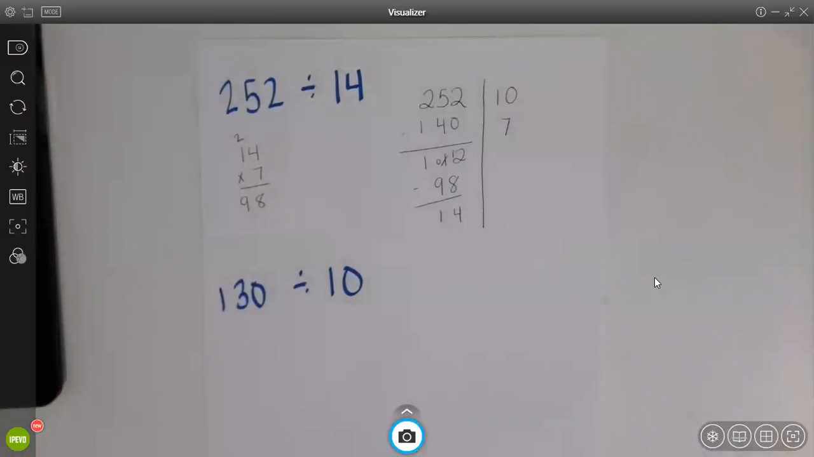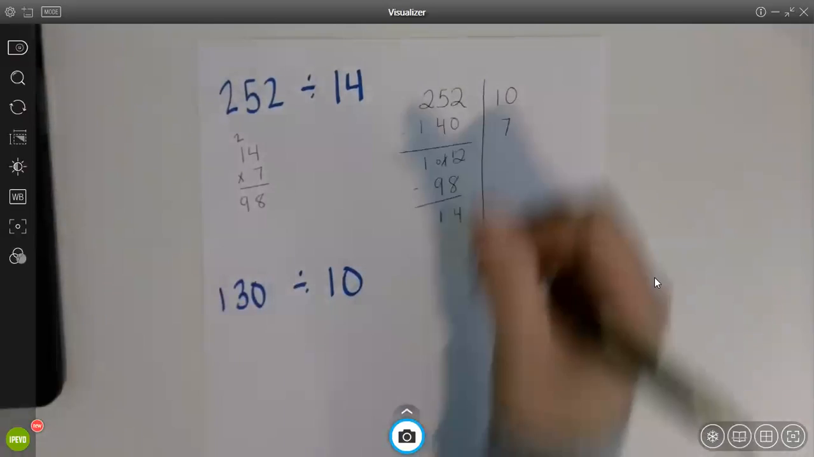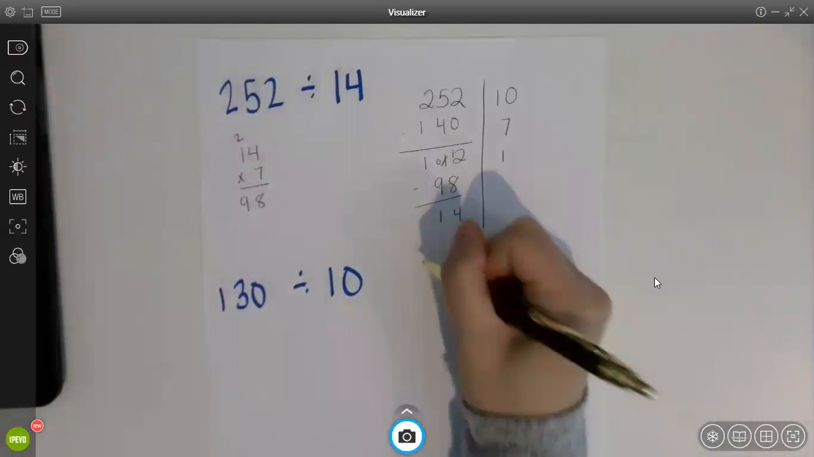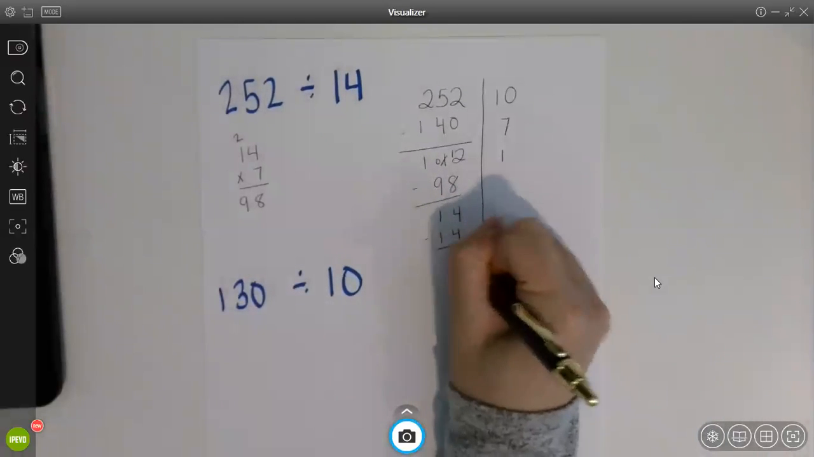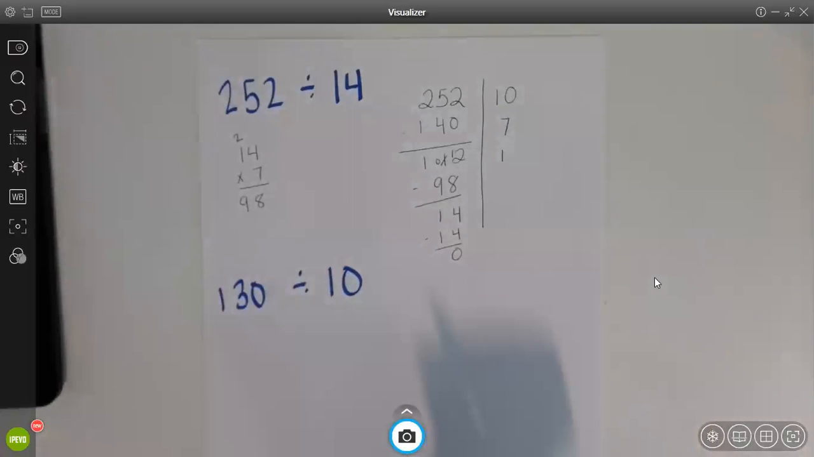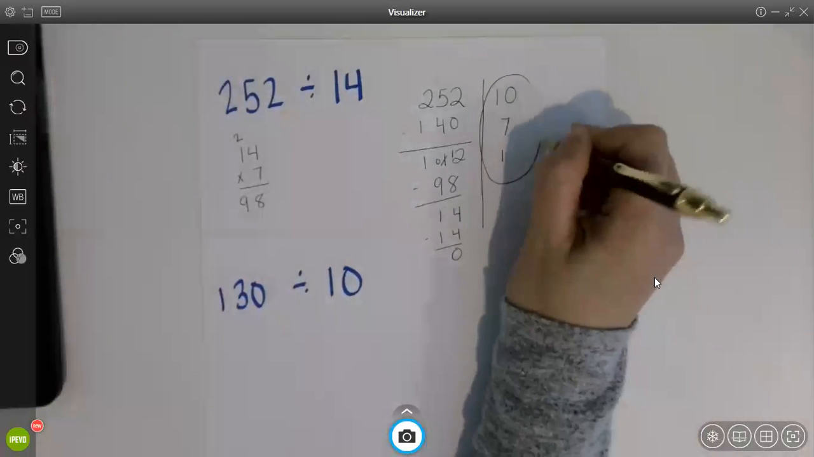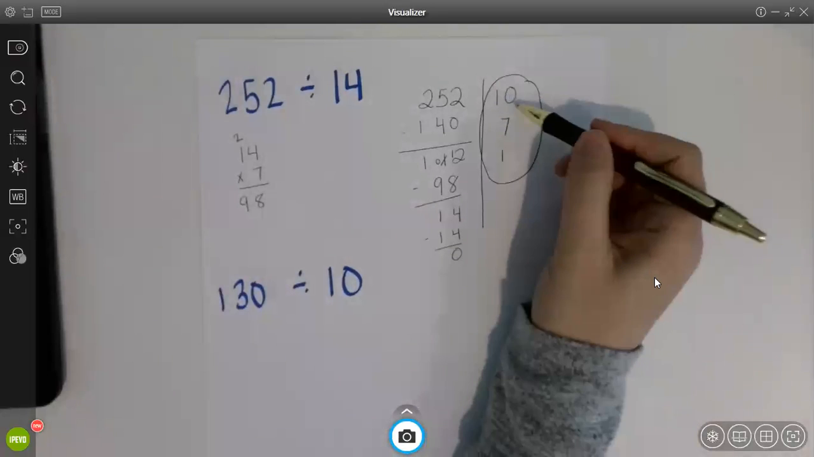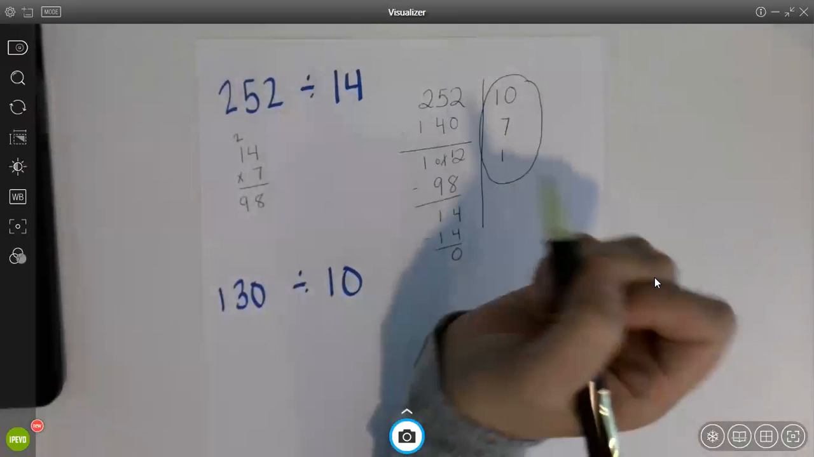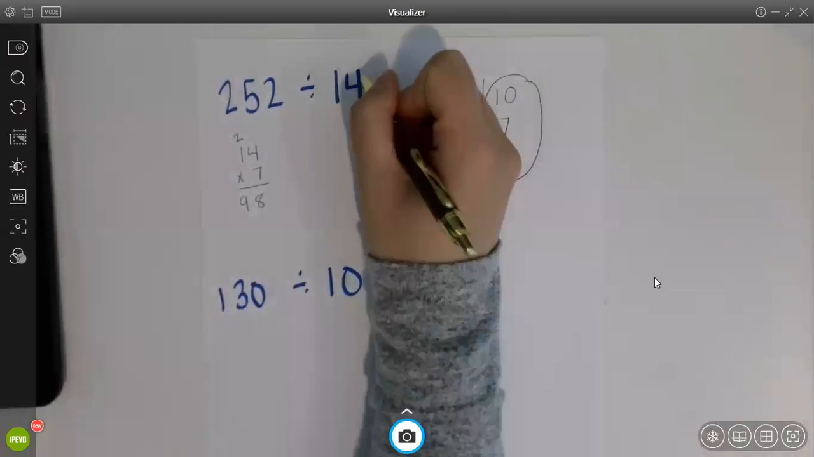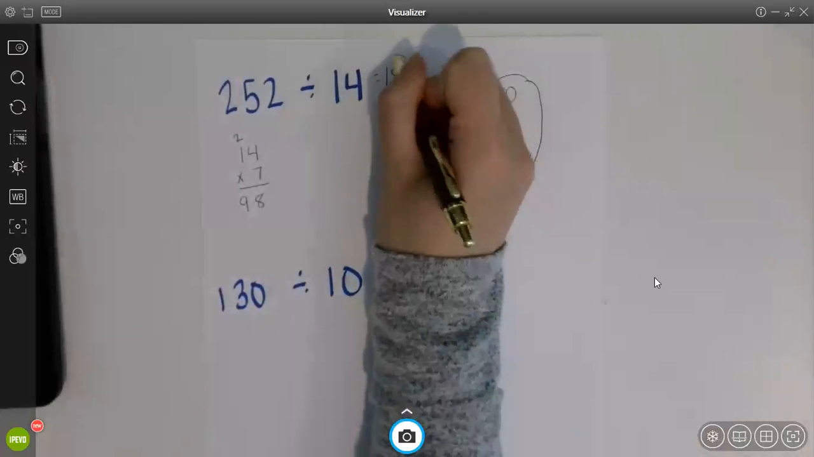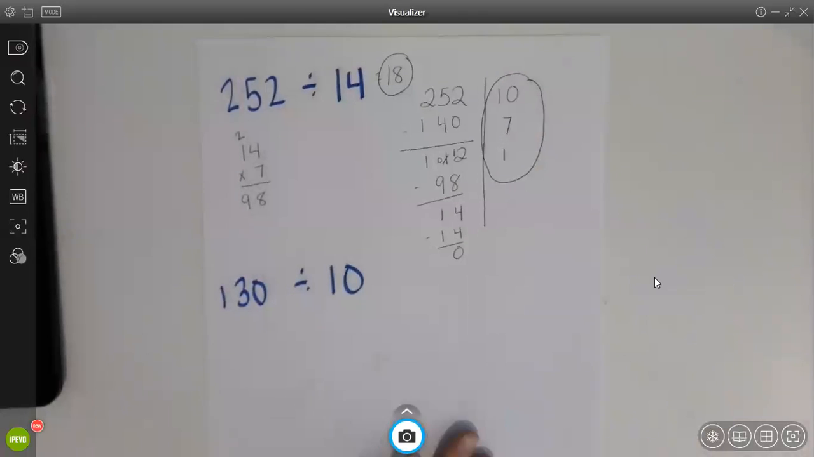And I get exactly 14, which means it's 1 more. So I'm going to add 1 more on here. 1 times 14 is 14. So when I subtract, I get 0. And now I'm going to add up what I have. 10 plus 7 is 17, plus 1 more is 18. So 18 is my answer here.